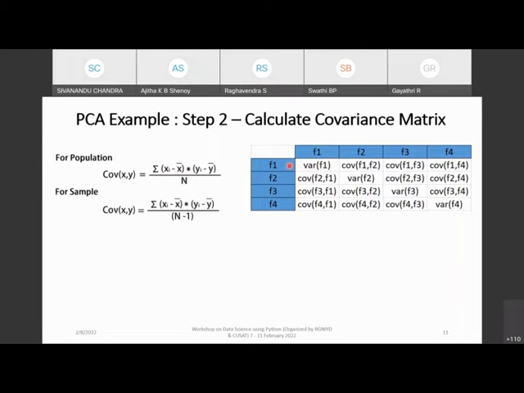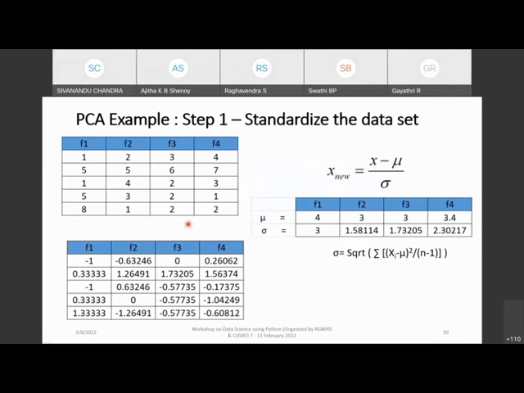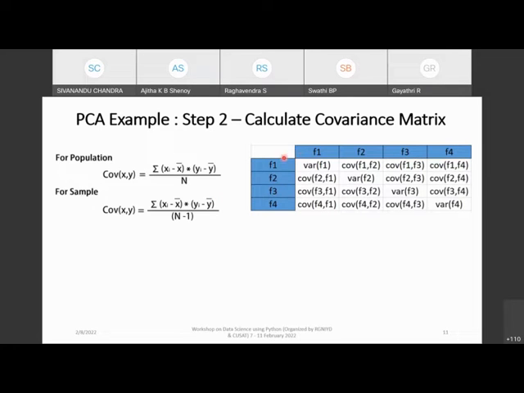If both the features are the same, it will become summation of (xi minus x bar) into (xi minus x bar) divided by n, which is equal to summation of (xi minus x bar) whole square by n. If it is for a sample, then summation of (xi minus x bar) whole square divided by n minus 1, which is the same as this particular formula for sigma. So covariance is equal to variance if you are finding the covariance between the same variable. If they are different variables, then you use this particular formula.